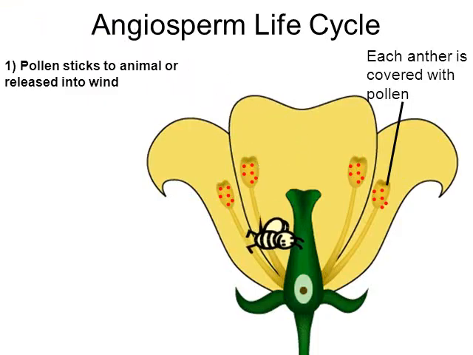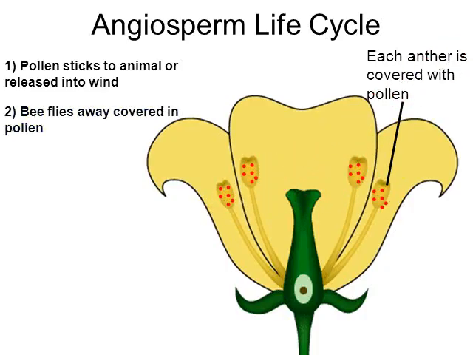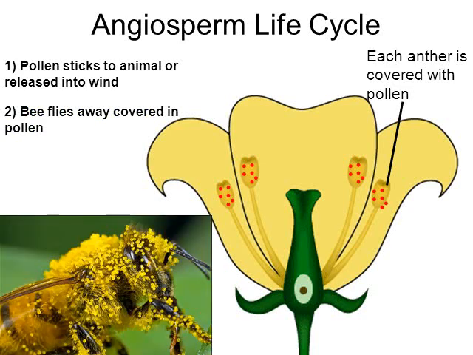Watch the animation. Our bumblebee flies in and is browsing around the flower, feeding on some of the nectar, gets pollen all over itself, and then flies away. So our bumblebee was covered in pollen. Check out this picture. Here's a real picture of a bumblebee just absolutely covered in pollen. Well, this bumblebee is going to fly away and go to another neighboring flower. Let's go and follow that next.